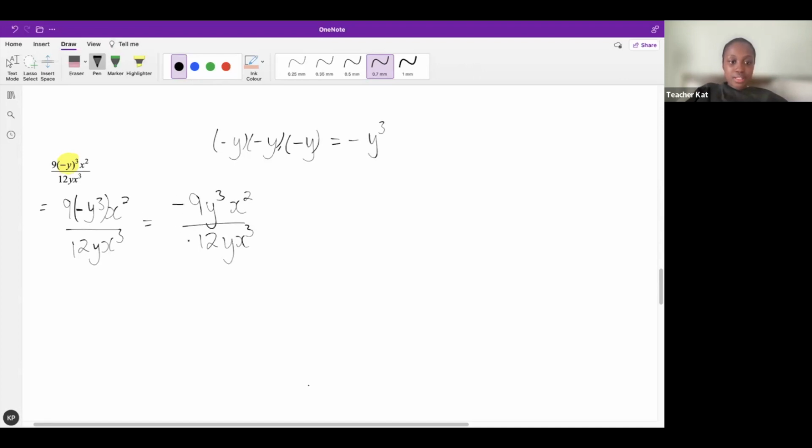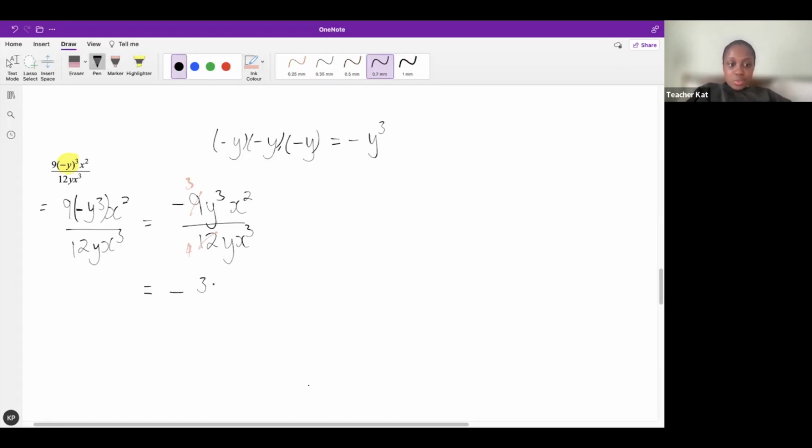Now we can do our work. If you are dividing a negative and a positive, your answer will be negative. What is my common factor between 9 and 12? It is 3. Remember, 9 can't go into 12. Be careful of that, okay? It is 3. 3 goes into 9 how many times? 3 times. And into 12? 4 times. Okay.